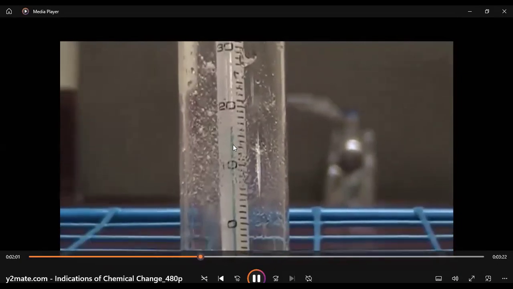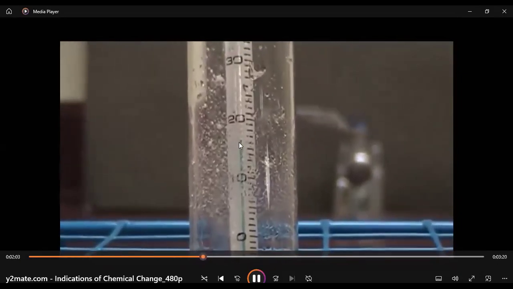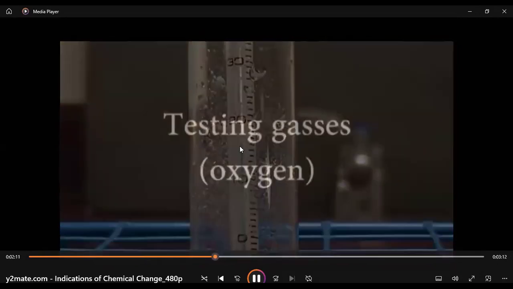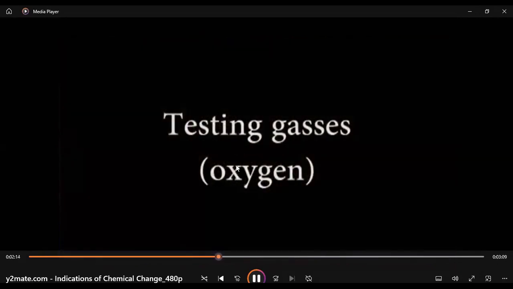We have to observe the temperature now. The temperature has decreased. It was 20, it decreased to less than that. There is a change in temperature, a decrease in temperature. Some reactions give a rise in temperature. Testing gases like oxygen.